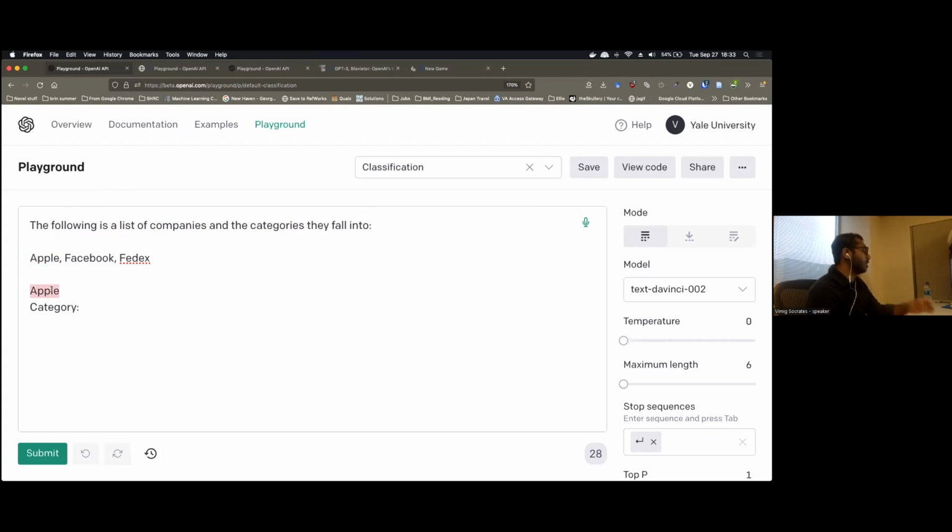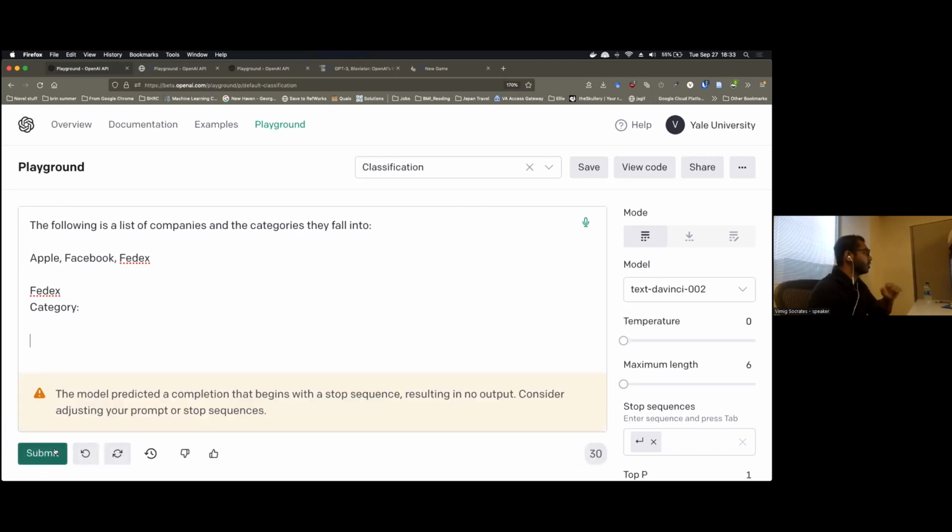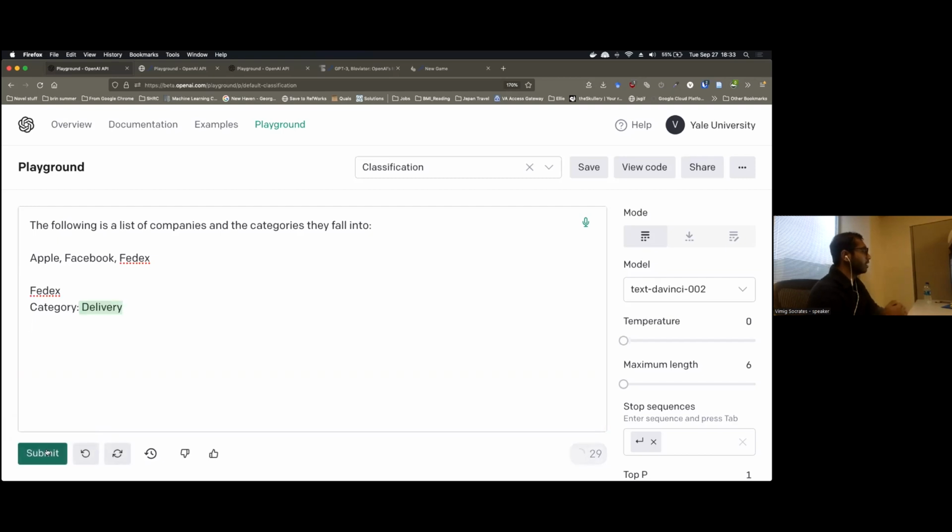And so if we ask the model, what kind of company is Apple, we can just hit submit, and we can see that it's a technology company. And we can do the same thing. So let's say we change this to FedEx. And remember, this is just based on the model reading hundreds or millions of different articles. Sometimes it doesn't work if you have a bunch of extra spaces. But based on reading all of those different articles, it determined that FedEx is a delivery company.